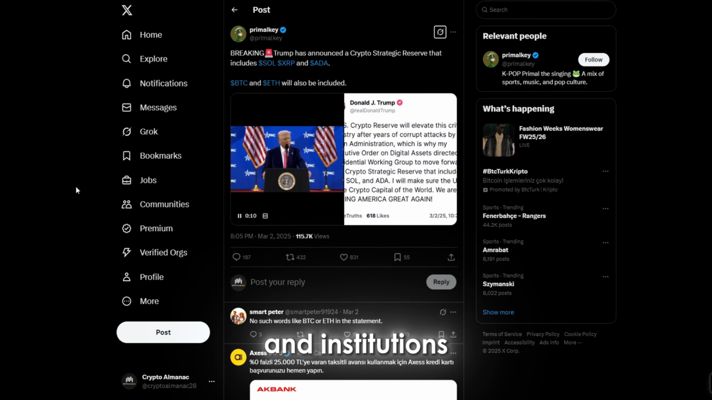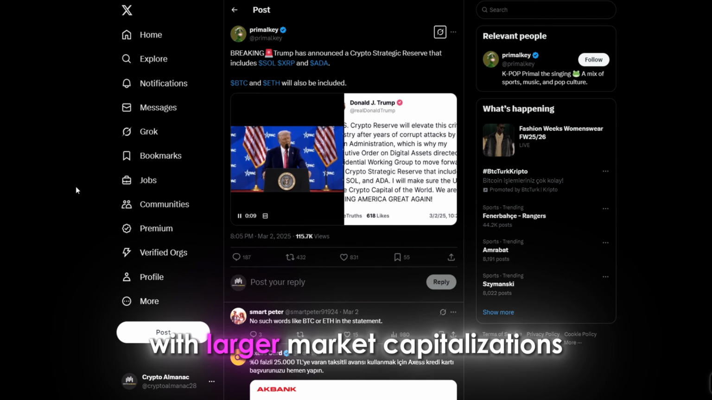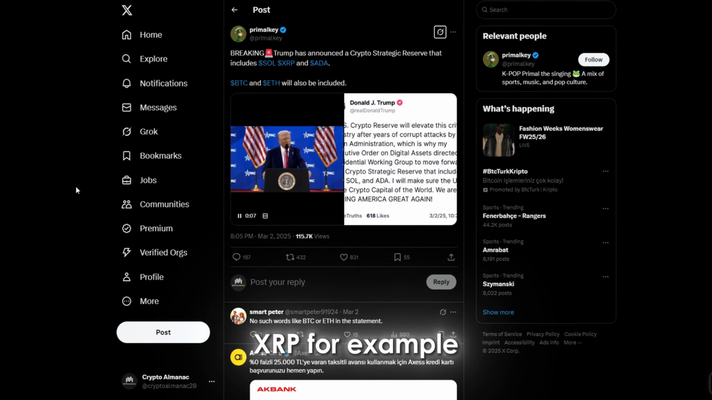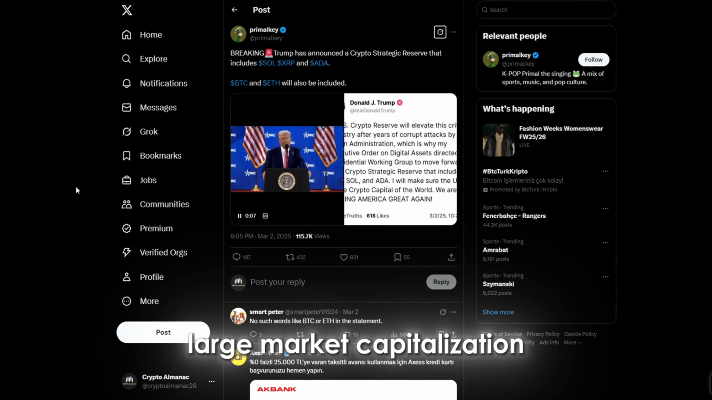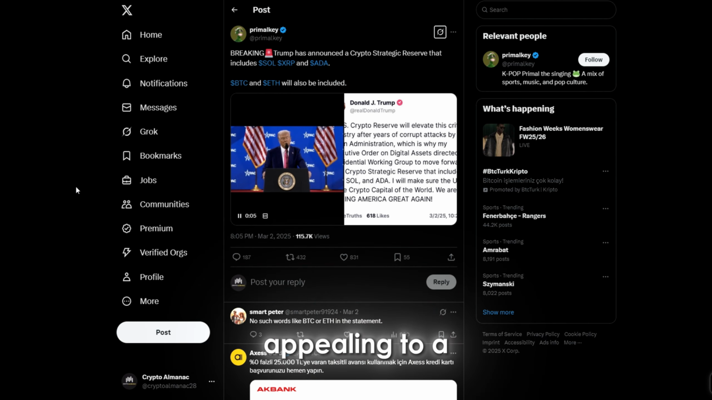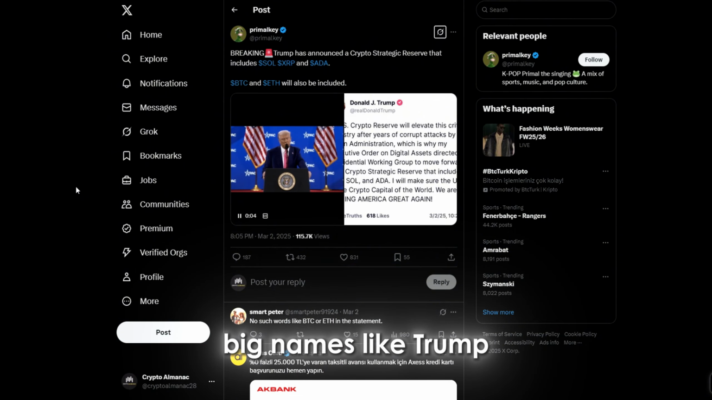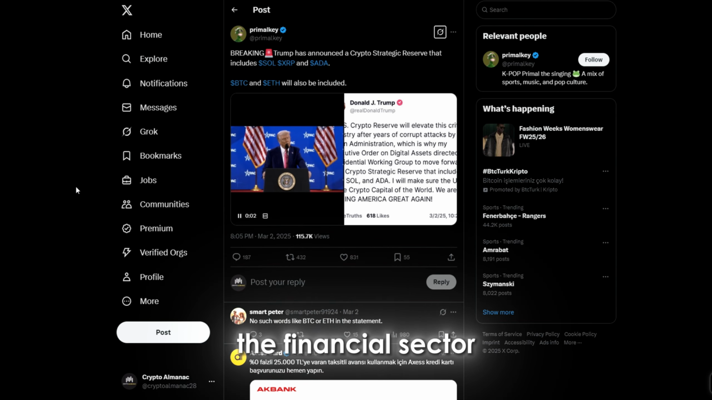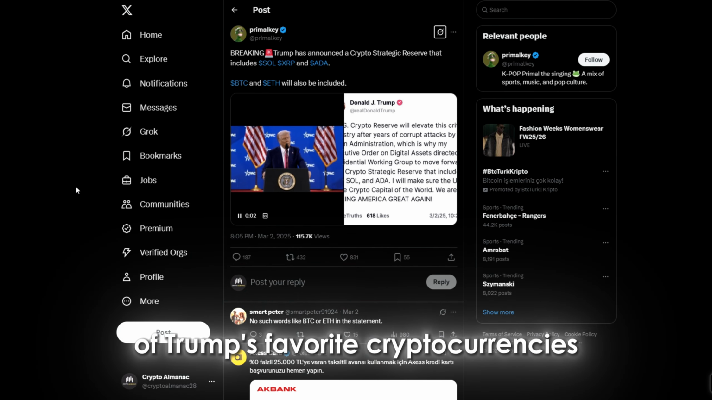However, smaller, newer projects like Xcn coin may not yet be favored as reserves for large investors and institutions. Figures like Trump often favor coins with larger market capitalizations and greater acceptance by institutional investors. XRP, for example, is currently a coin with a large market capitalization and a significant level of institutional acceptance. This makes it appealing to a broader investor base and has the potential to attract big names like Trump. XRP's rising institutional integration and role in the financial sector makes it one of Trump's favorite cryptocurrencies.